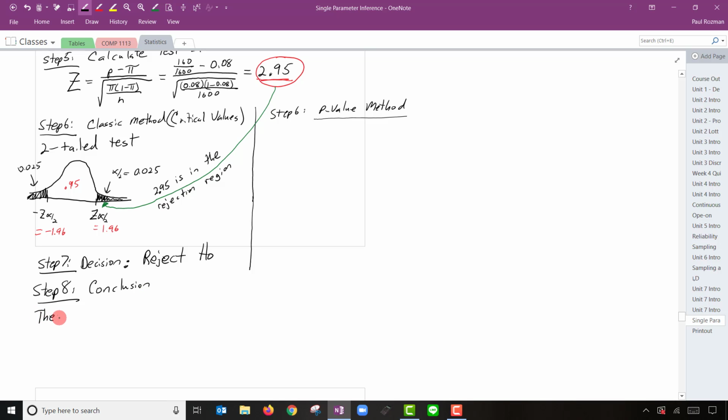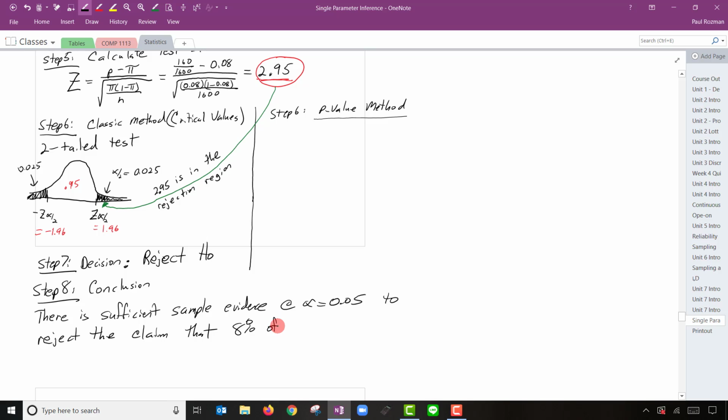Our conclusion is there is sufficient sample evidence, at a significance level of 0.05 anyway, to reject the claim that 8% of delivered windows are damaged.